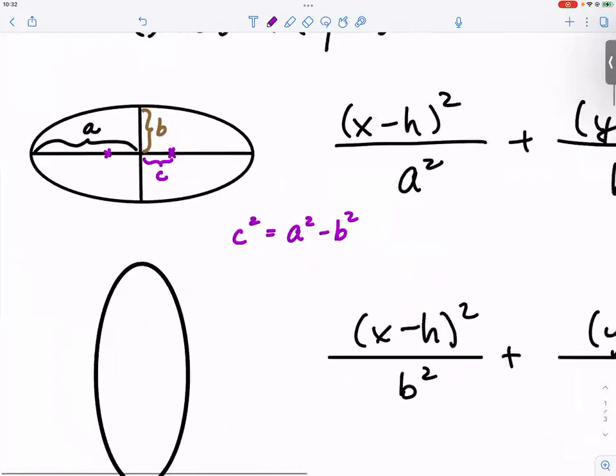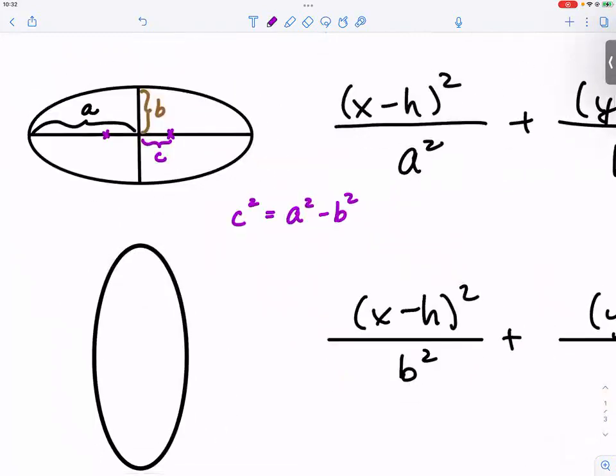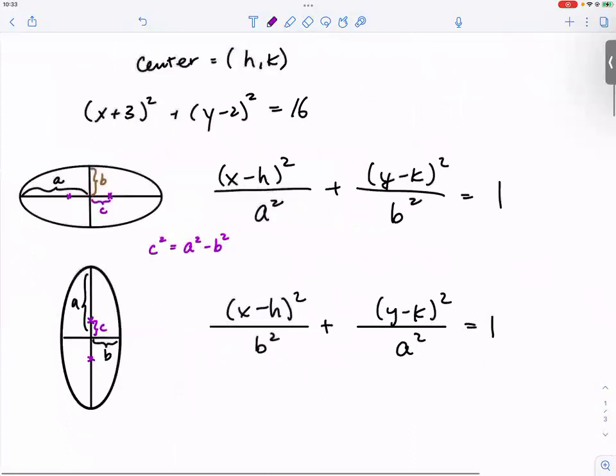All right, so we do the same thing for the vertical ellipse. We draw the major axis and the minor axis. So this is the A, this is the B. And if you are going to just hypothetically draw the focus, foci, then the center to focus distance would be C. Okay.